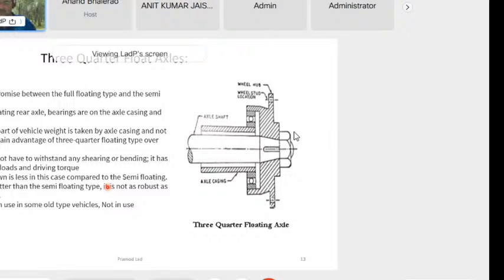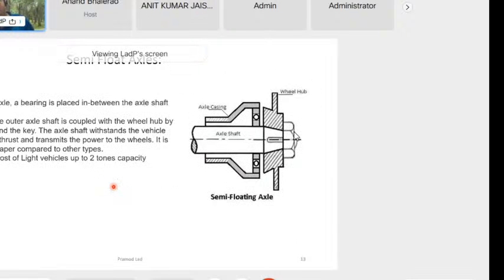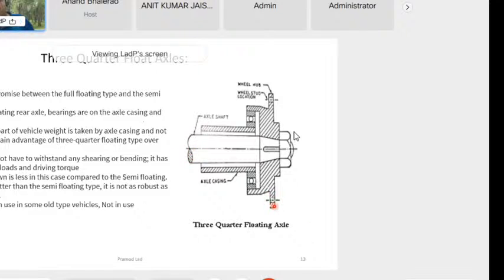As you can see in the previous example, the load is transmitted from the wheels completely to the shaft and then to the housing. Here it is transmitted from the wheels to the hub and then to the casing, and at the same time to the shaft. So it is partially taking the load. In this case, the major part of the vehicle weight is taken by the axle casing and not by the axle shaft. So the breakdown is less in this case as compared to semi float, since the load is shared.